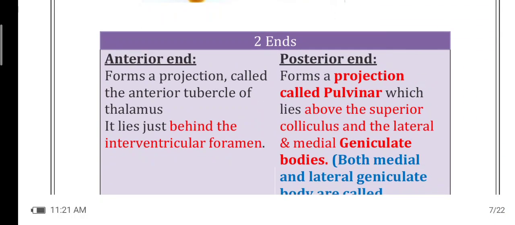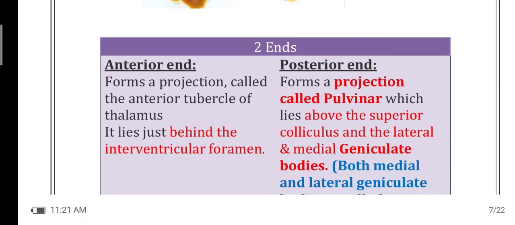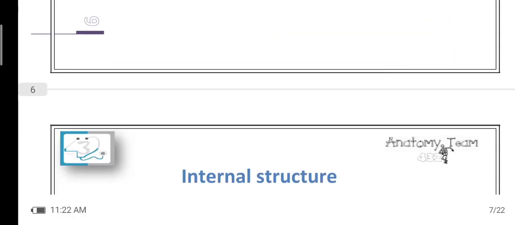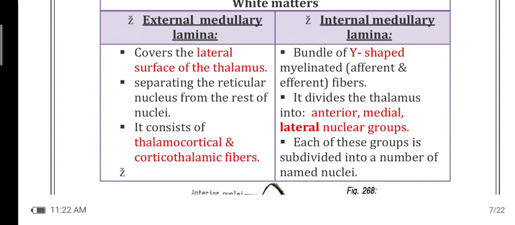The anterior end forms a projection called the anterior tubercle of the thalamus, behind the interventricular foramen. The posterior end forms a projection called the pulvinar, which is above the superior colliculus and the lateral and medial geniculate bodies. Internal structure: the external medullary lamina and internal medullary lamina are connected to the lateral surface of the thalamus. They are separated by the reticular nucleus. It consists of thalamocortical and corticothalamic fibers.